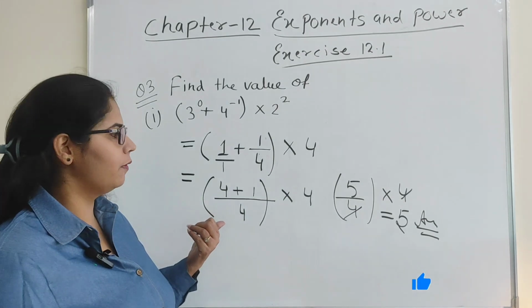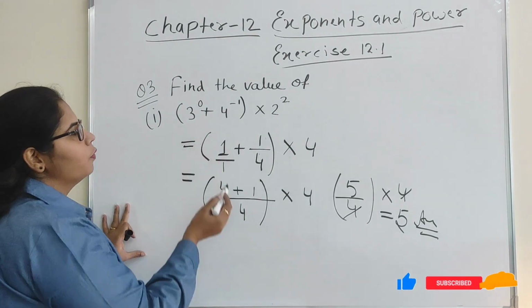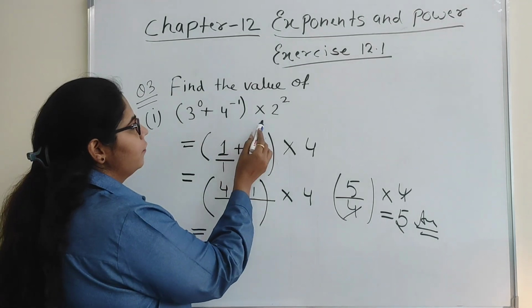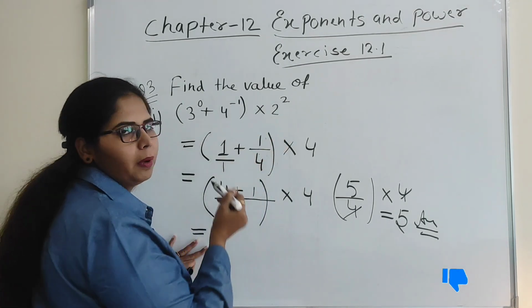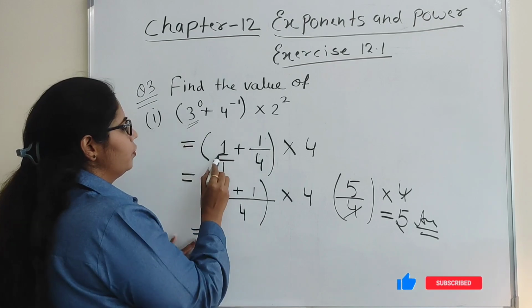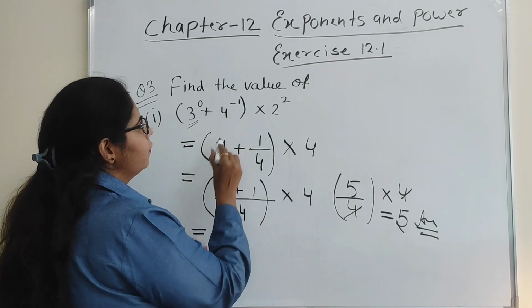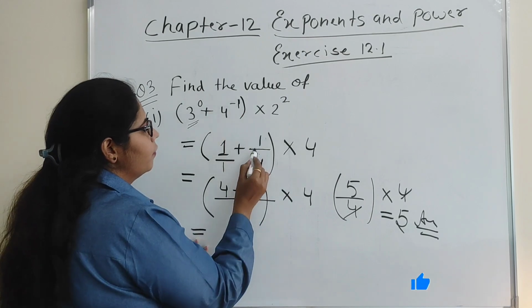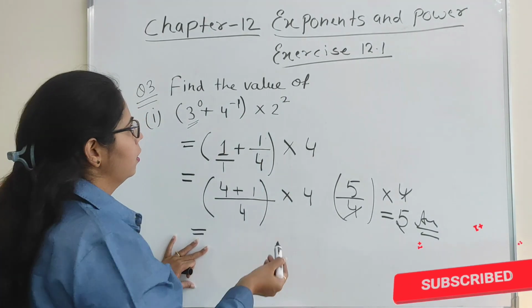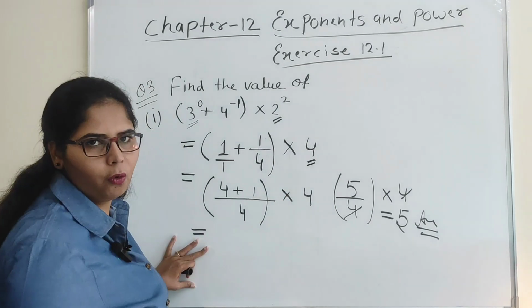Okay, one more time we will see this question: 3 to the power 0 plus 4 to the power negative 1 multiplied by 2 to the power 2. Any number to the power 0 will give you 1, plus 4 to the power negative 1. How can I write it? 1 upon 4 into 2 square, which gives you 4 here.